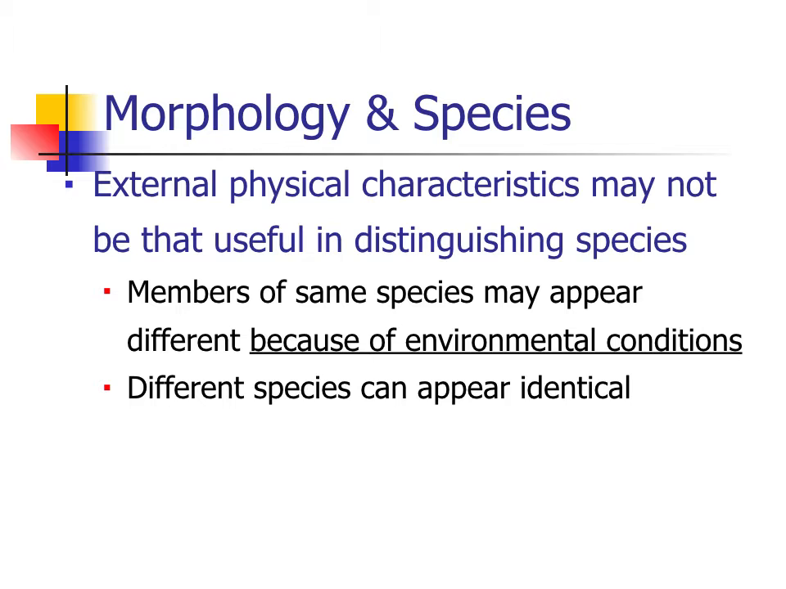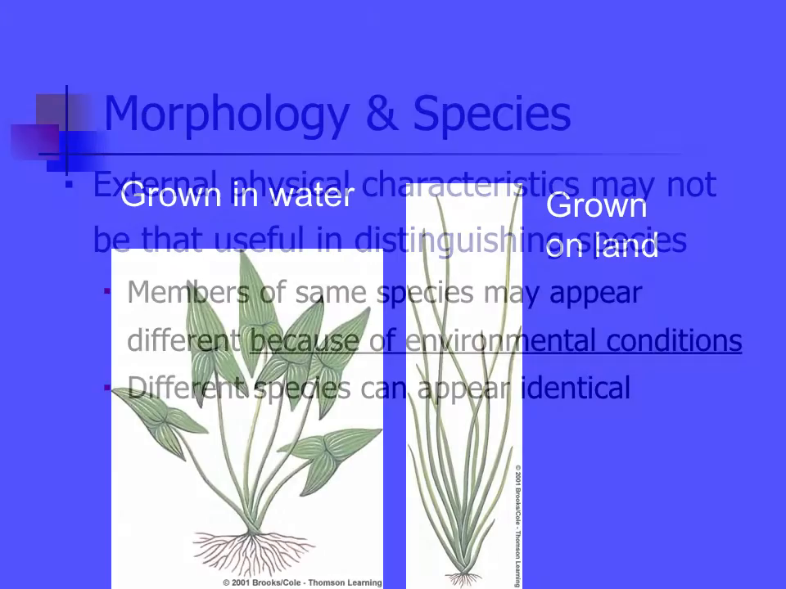Morphology and species: external physical characteristics may not be useful in distinguishing species. Members of the same species may appear different because of environmental conditions, and different species can appear identical. So, one of the things that taxonomically species were grouped together based on was the presence of wings. But we know that birds, bats, and insects are all very different from one another, even though they all have wings.